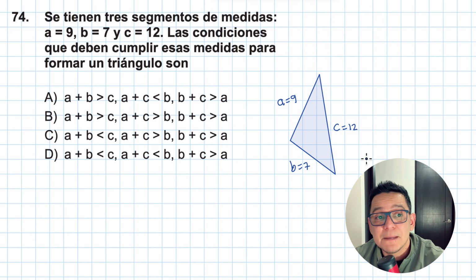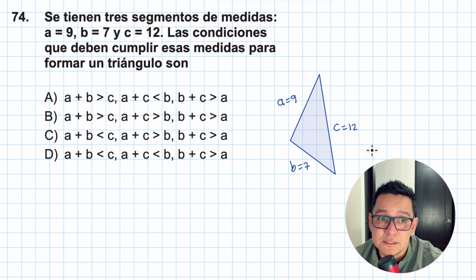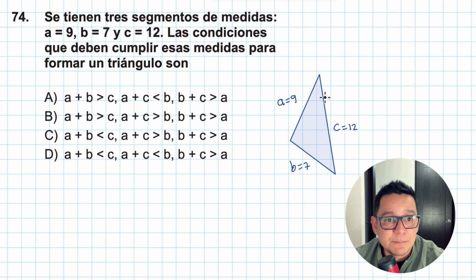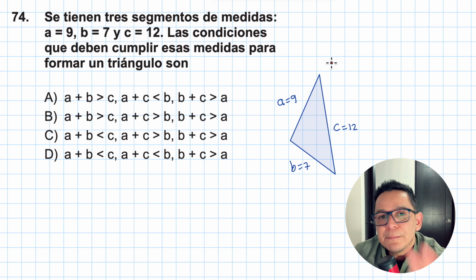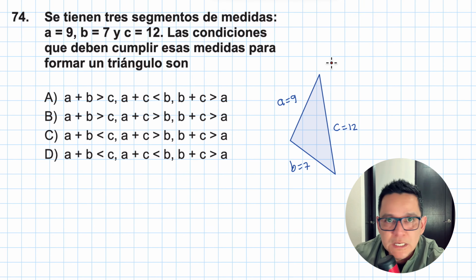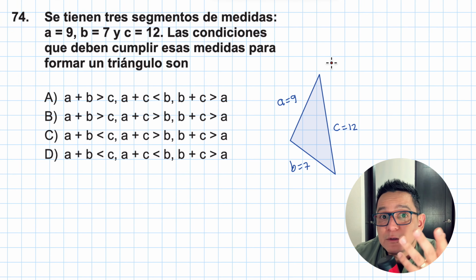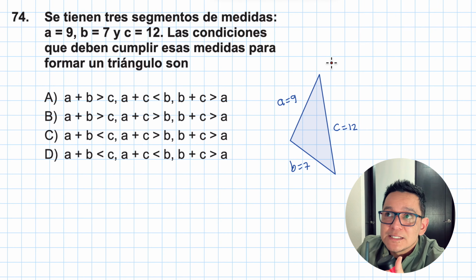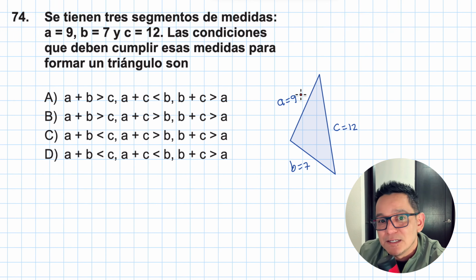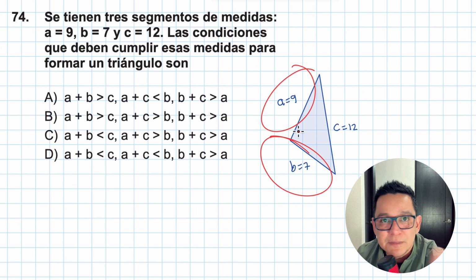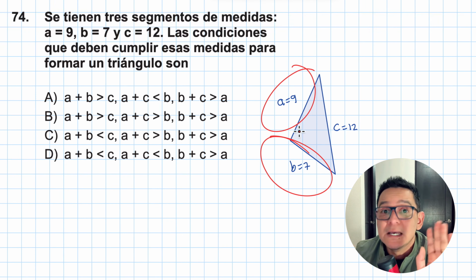Okay, well, it's asking me about the conditions that need to be met in order to form a triangle. Whenever I'm going to form a triangle, the condition is always that the sum of two sides has to be greater than the other side. Always, necessarily. It doesn't matter what measurements they're giving me. The following must be fulfilled.